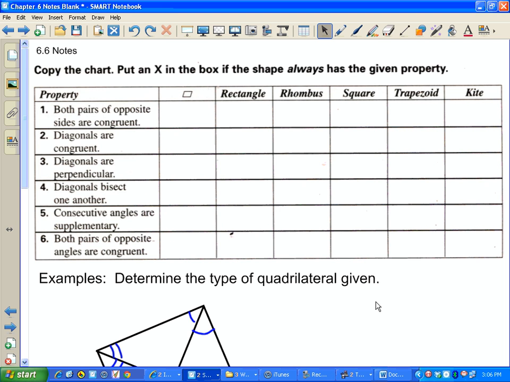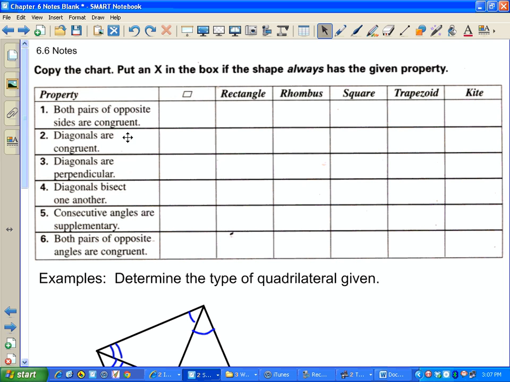All right, in section 6, what we're going to be doing is bringing all these properties that we've learned about all these different quadrilaterals and trying to identify what specific type of quadrilateral we have based on given information. So we can make a table for ourselves that tells us which properties each shape has, and that'll help us.